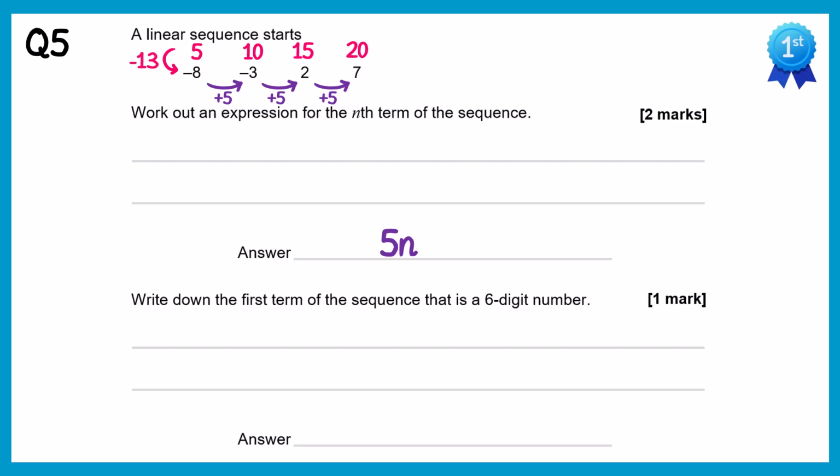5 subtract 13 is negative 8. 10 subtract 13 is negative 3. 15 subtract 13 is 2. And 20 subtract 13 is 7. So it's 5n subtract 13.